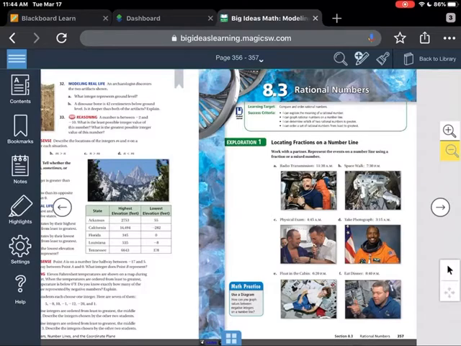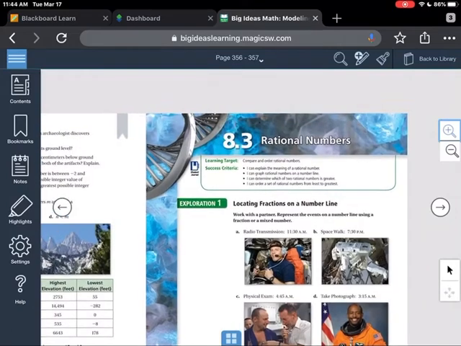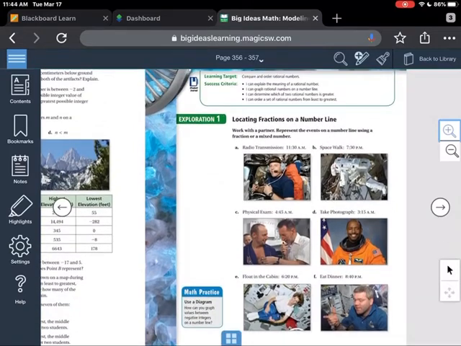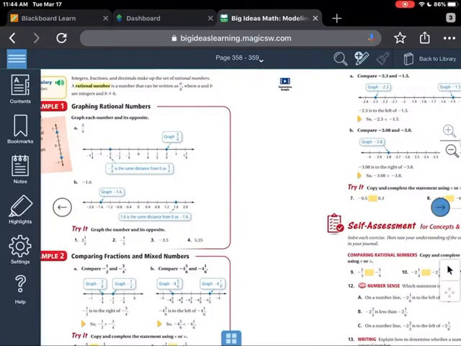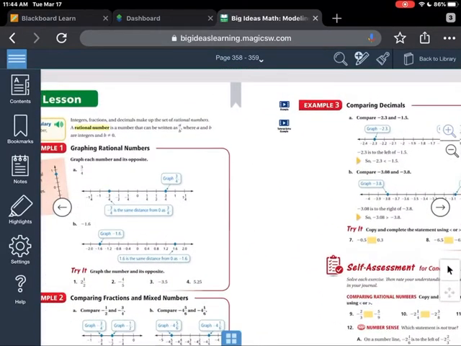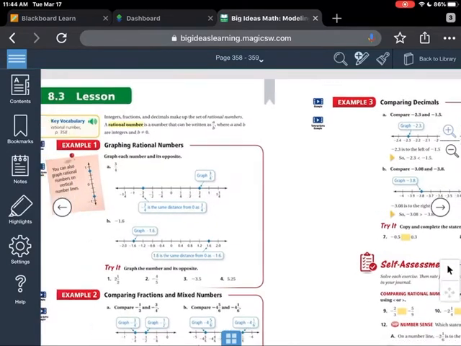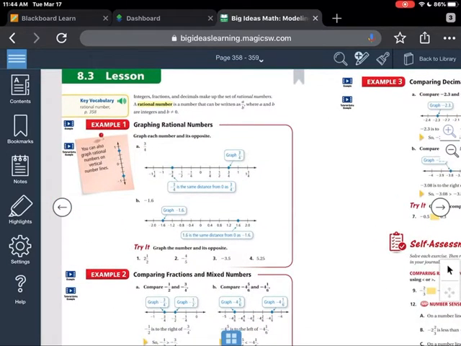And I want to do an example here for 8.4. Okay, rational numbers. So rational numbers are all of the integers, fractions, and decimals. A rational number is a number that can be written as a fraction a/b where a and b are integers. So basically what it's saying is fractions and decimals. Okay, so we're going to add fractions and decimals.